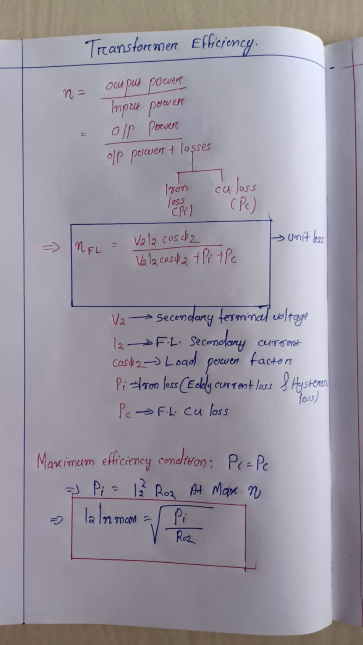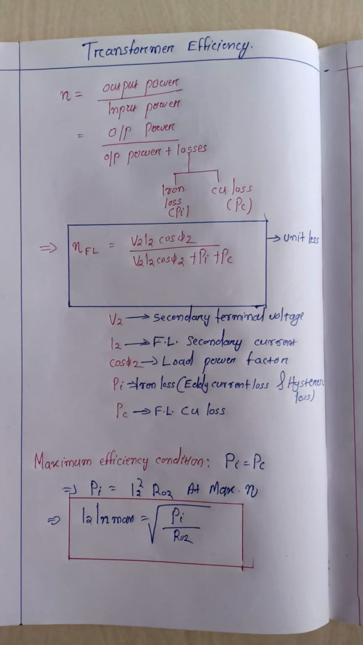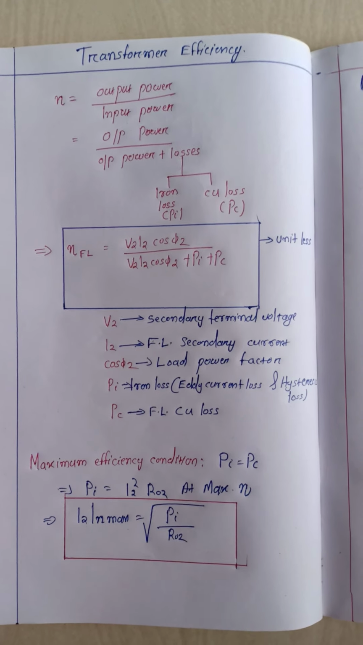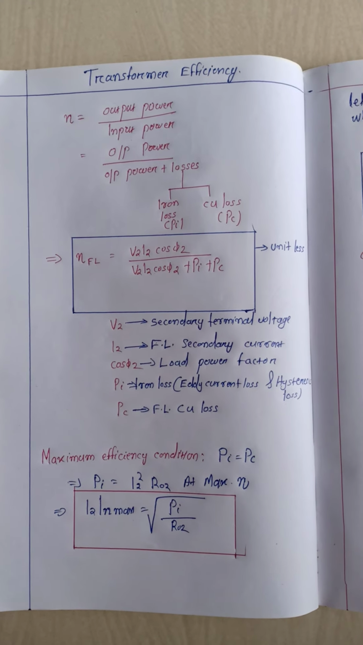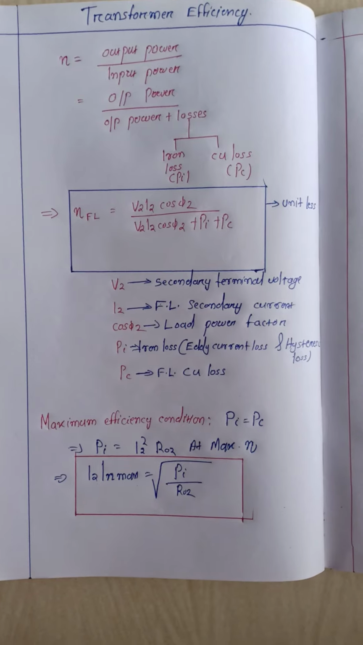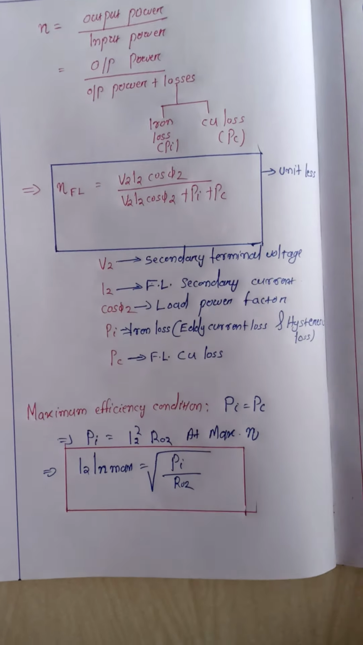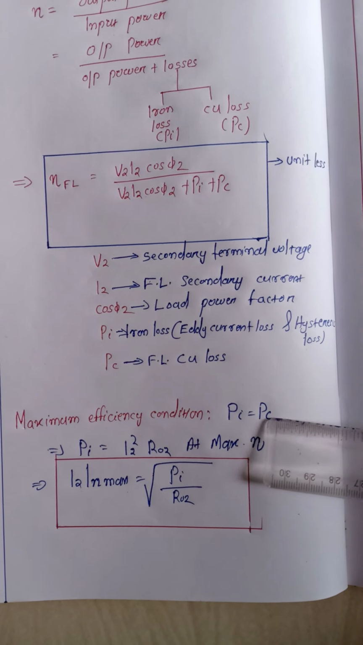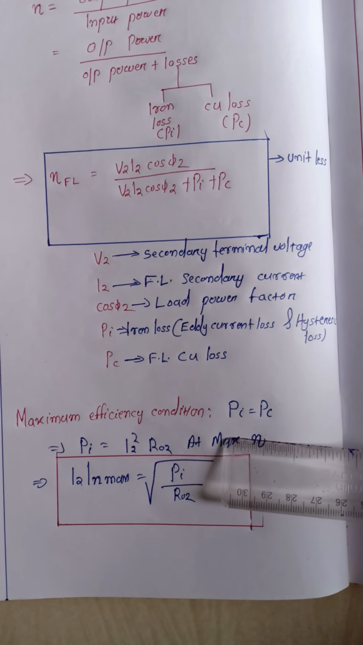So what is the condition of maximum efficiency of a transformer? Here I have written the condition: Pi is equal to Pc. So at maximum efficiency, our copper loss will become equal to iron loss.